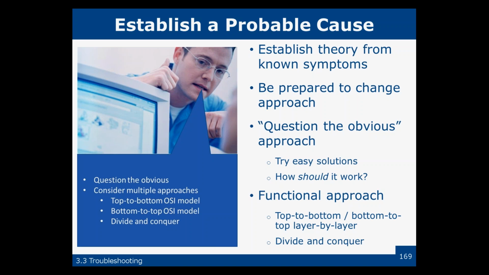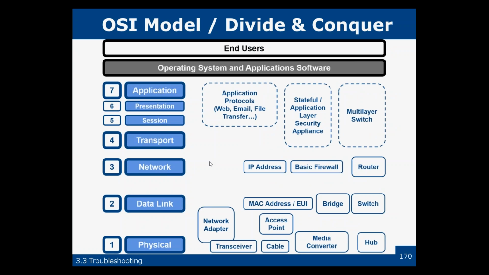The functional approach: the top to bottom or bottom to top of the OSI layers, and divide and conquer. But what's not working? That's what the modular OSI model really should help you with. What really isn't happening? And for the tools, Wireshark can help you find a lot of things in these approaches.